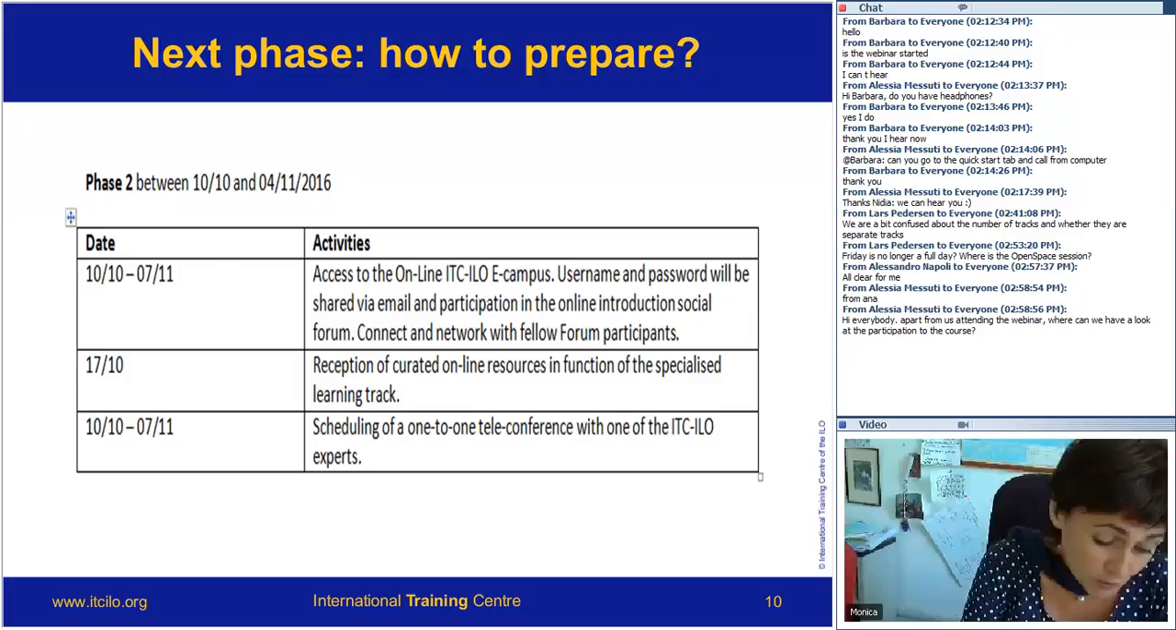Okay, and then also when we open up the eCampus, we are going to give you access to the full participant list, because apart from connecting with us, it would also be great if you could connect with the other participants before. As I told you, on the 4th of November, I wish we could start without even doing any introduction. That's the goal.